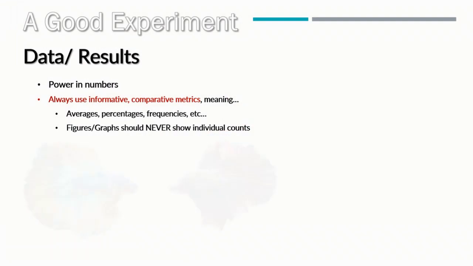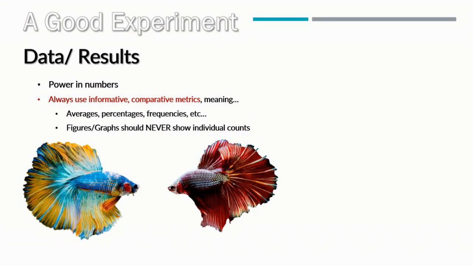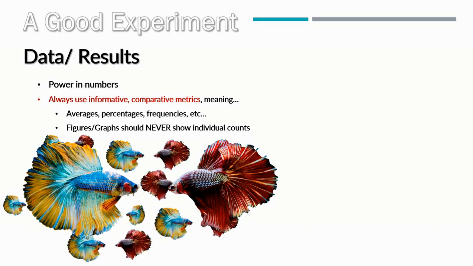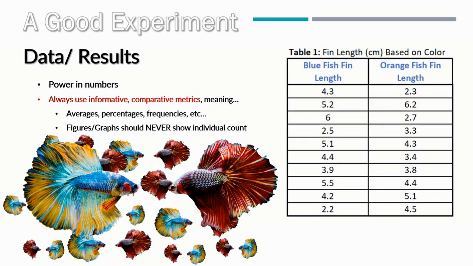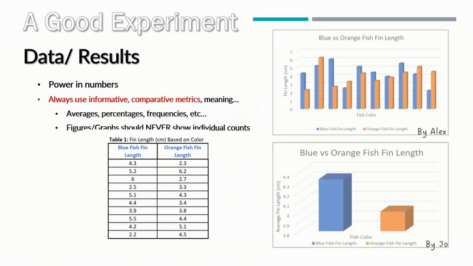Let's pretend you are collecting data to see if blue fish have longer fins than orange fish on average. You gather a large sample size of fish, record their color, and then measure their fin lengths. You then record your data in a data table like this. Okay, great, you have the data, but what do these numbers actually mean? On average, do blue fish have longer fins than orange fish?